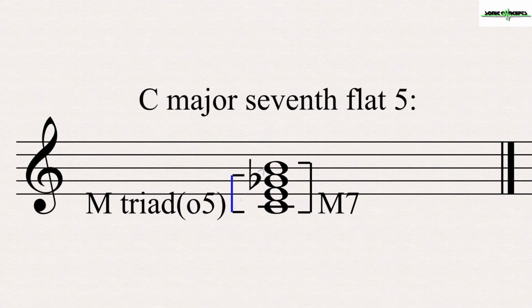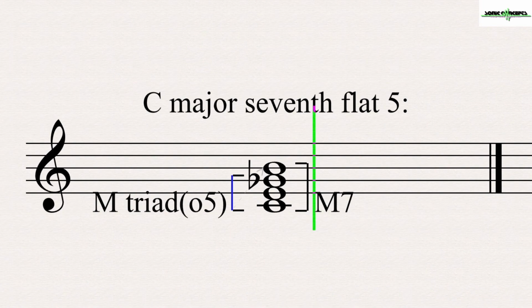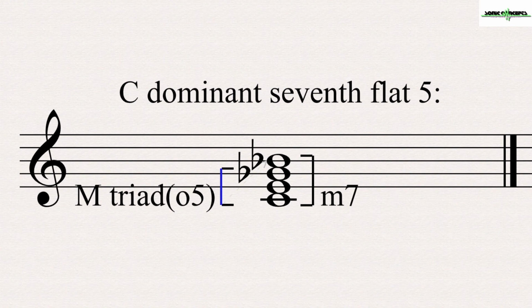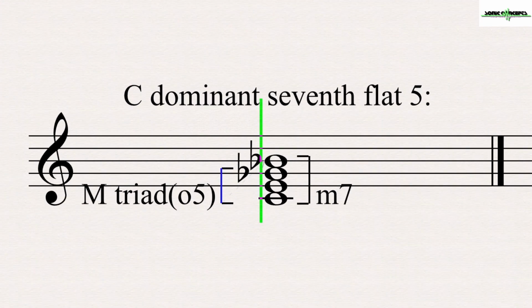The major 7th flat 5 chord consists of a major triad with a diminished 5th as well as a major 7th above the root. Here's how this sounds. The dominant 7th flat 5 consists of a major triad with a diminished 5th as well as a minor 7th above the root. Here's how this sounds.